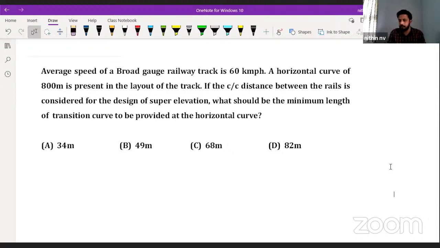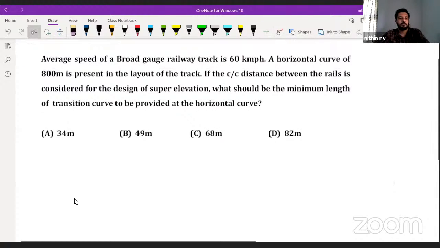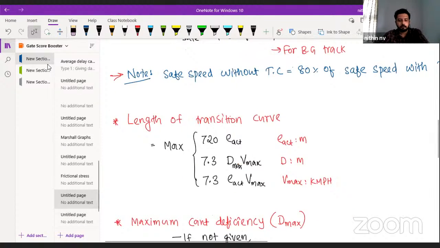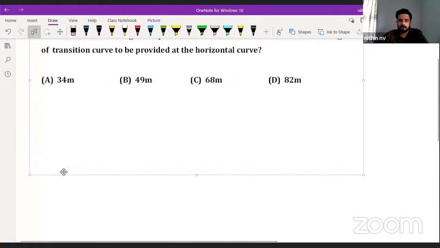I hope you are following. I have to finish the syllabus also, because it's very difficult to complete the entire syllabus within this small time. Have you taken the data? Only 2 data are given: radius and average speed. The equation of minimum length of transition curve we have already seen. Yes, here we have seen the equation of length of transition curve, and that's what they are asking.